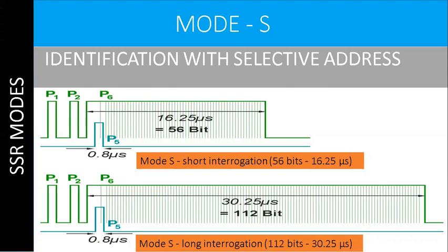The Mode S interrogation may be of short 56 bits or long 112 bits, thus it can send additional data as compared to Mode A and Mode C. The P6 pulse width is 16.25 microseconds for 56 bits and it is 30.25 microseconds for 112 bits. The Mode S side lobe suppression pulse P5 is transmitted from the control beam, like the P2 which is used in the Mode A, C system.